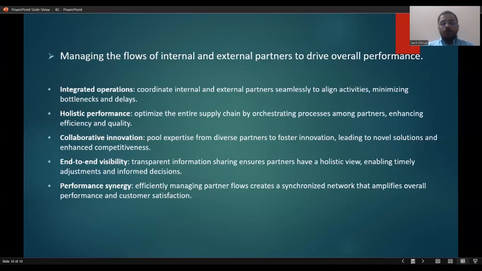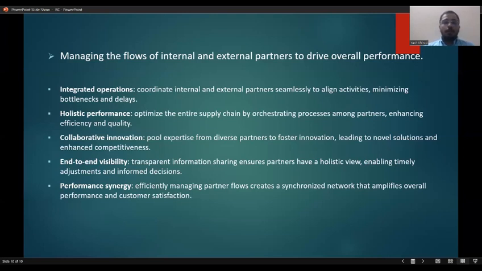And to have end-to-end transparent visibility, transparent information sharing ensures partners can look at the overall system and make timely adjustments and decisions, allowing the supply chain to perform smoothly.